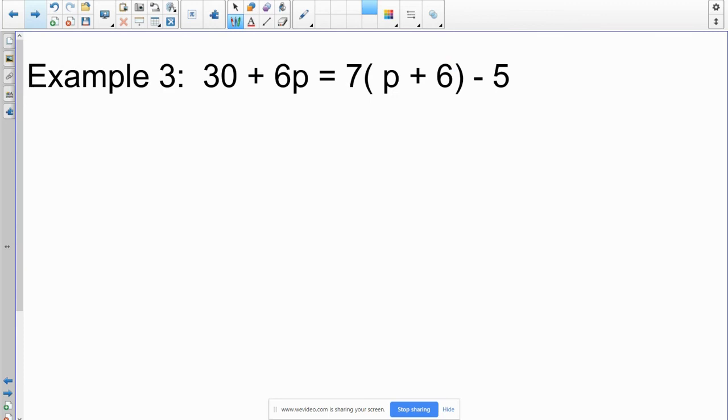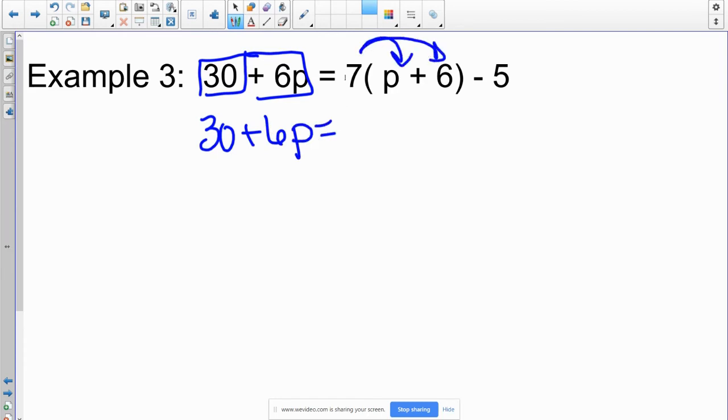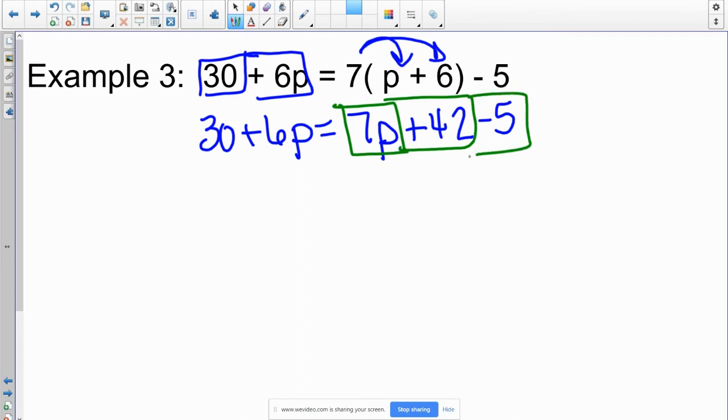And the last example. I look at this left side. I already noticed that there's only 2 terms, 30 and a positive 6p, so there's nothing I can do. I'm just going to write it down. I'm going to distribute the 7. So 7 times p is 7p. 7 times 6 is 42. And then I have subtracting 5. Since this has 3 terms, I'm going to look at it closely because there must be something I can combine together. I have a positive 42 and a negative 5. When I add those together, I get 37. So I have 7p plus 37, and then I have 30 plus 6p on the left side.